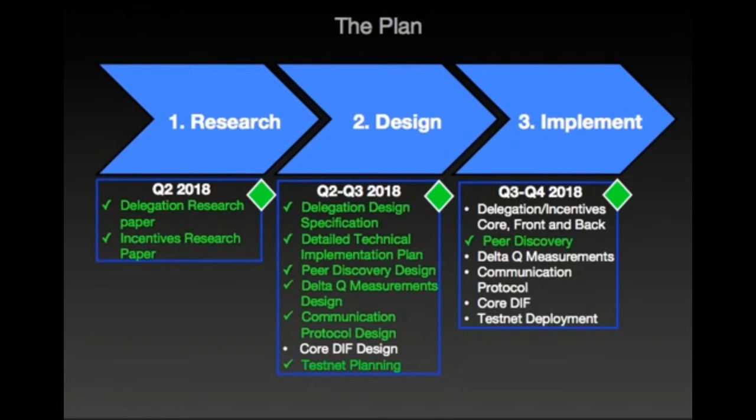With the Delta Q measurements design, in July we validated the design assumptions with a set of real-world experiments between AWS data centers worldwide. This gives us greater confidence that our design targets should support high performance at world scale. On communication protocol design, we've been working on expressing a protocol for blockchain exchange as executable Haskell, so that the same program can run in production and in simulation.